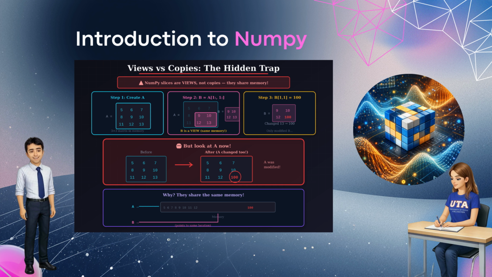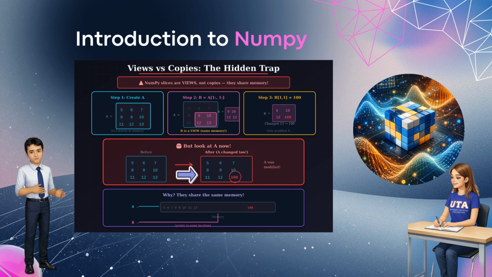Now here's where things get interesting. I'm going to change B. I write B[1, 1] = 100. That changes the bottom right element of B from 13 to 100. If I print B, I see 9, 10 in the first row, 12, 100 in the second row. That's what I expected. But now watch what happens when I print A.